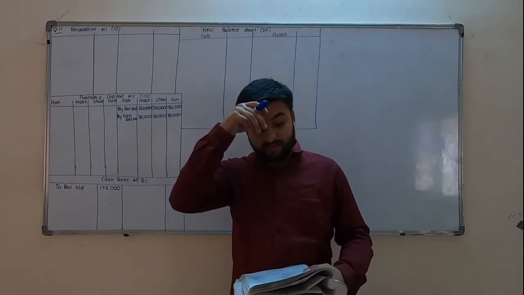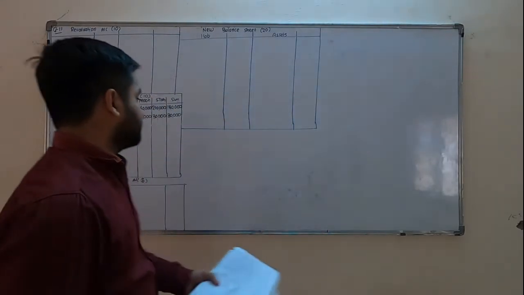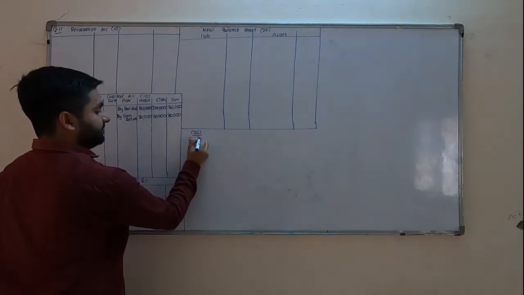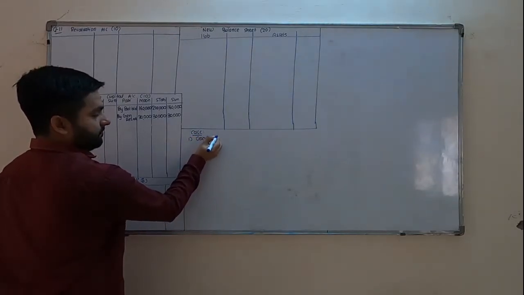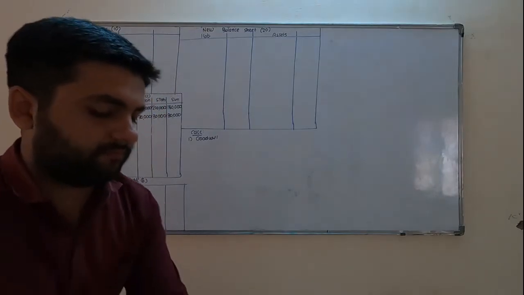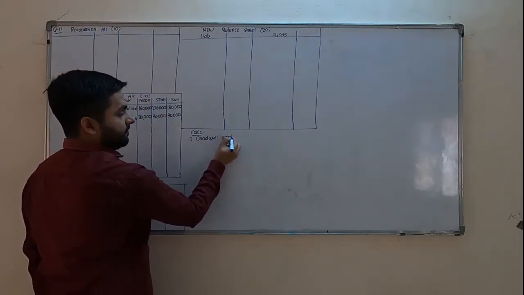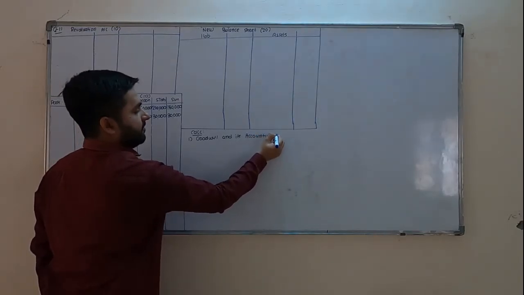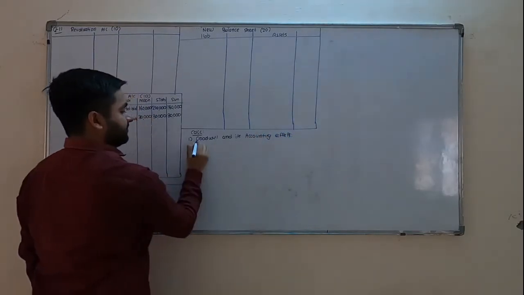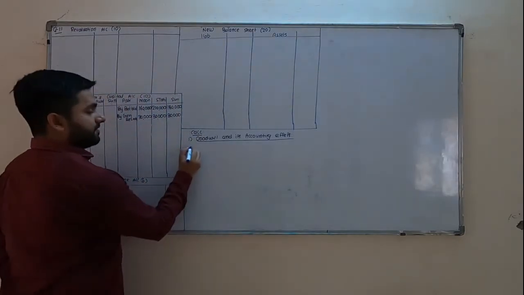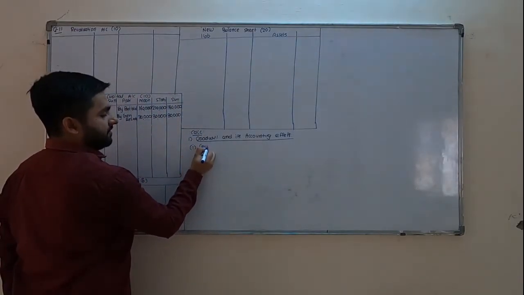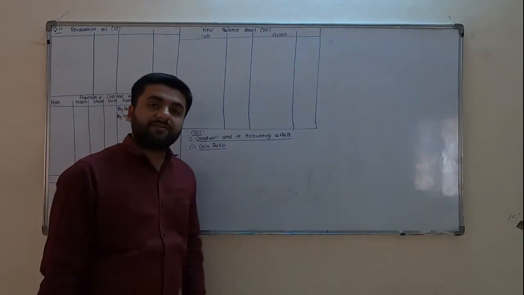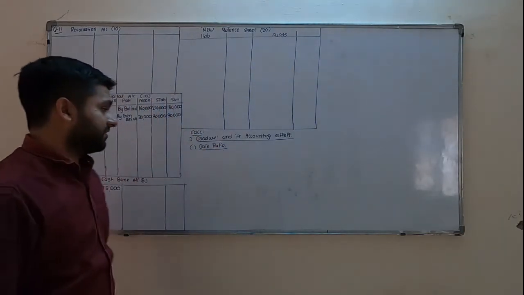Okay, first adjustment, goodwill is valued at 60,000. So in calculation number 1, goodwill and its accounting effects. For that, first necessary calculation is gain ratio. Now how to find this gain ratio? New ratio and old ratio both are given.